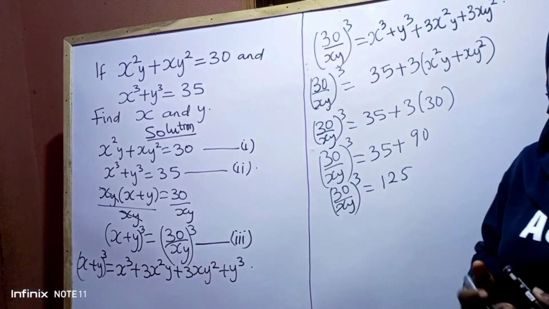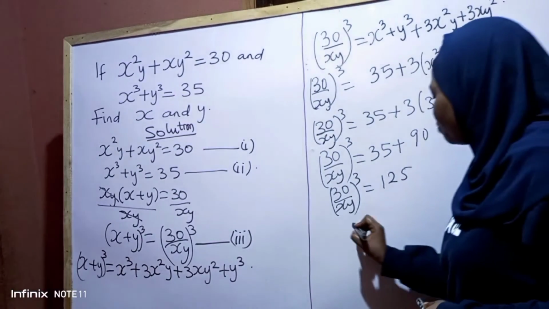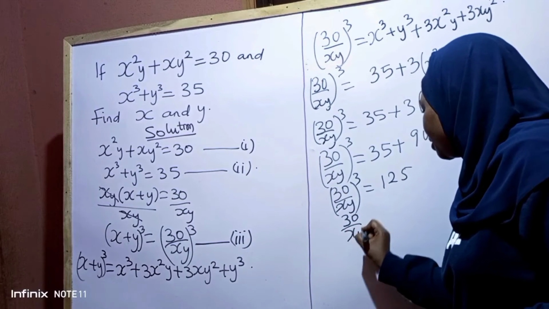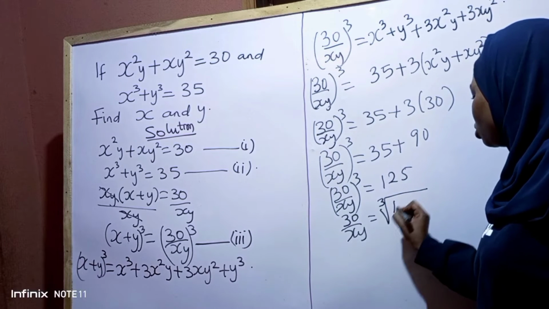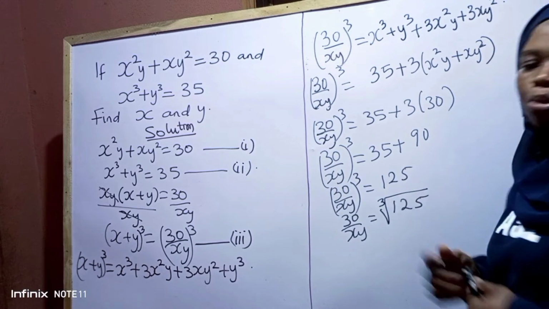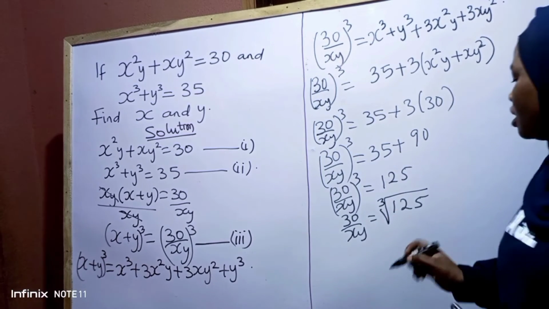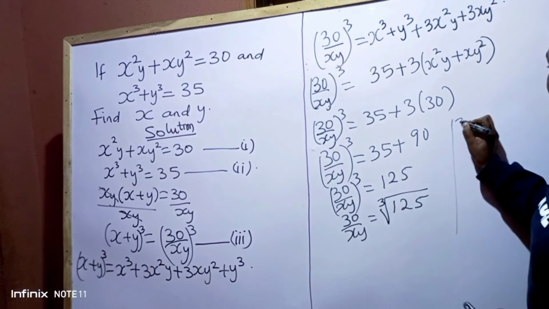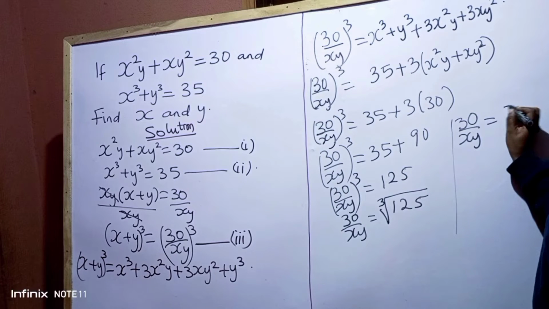The next thing I have to do is take cube roots of both sides. Taking cube roots of both sides, I have 30 over xy is equal to the cube root of 125. And what is the cube root of 125? The answer is 5. So I have 30 over xy to be equal to 5.